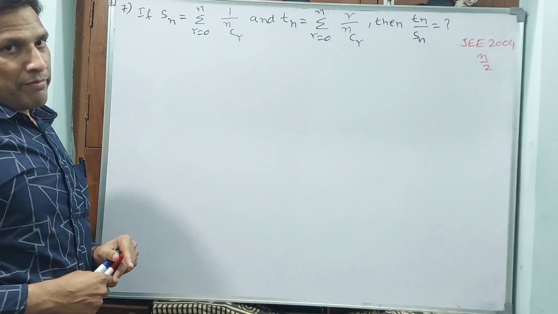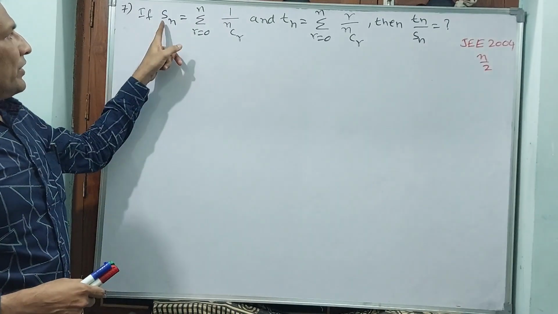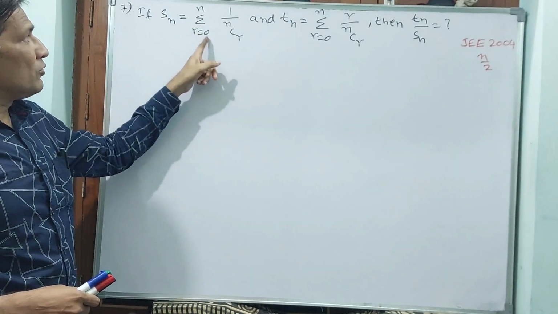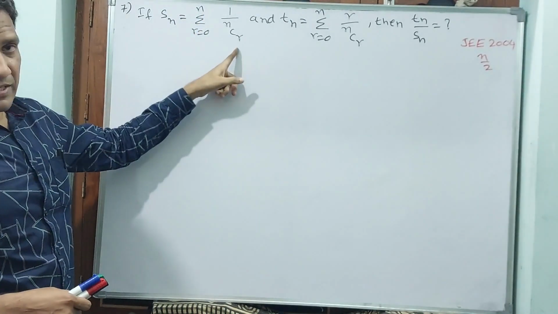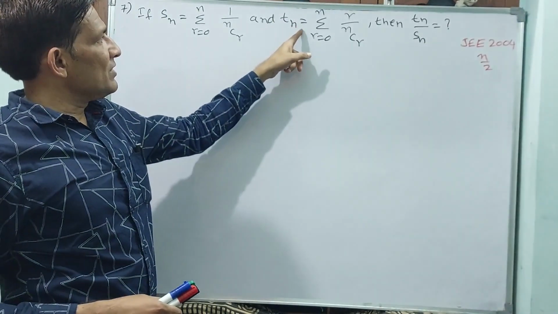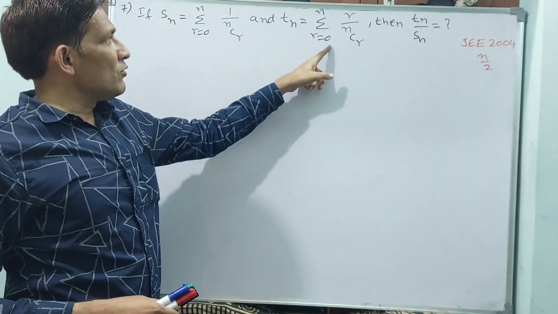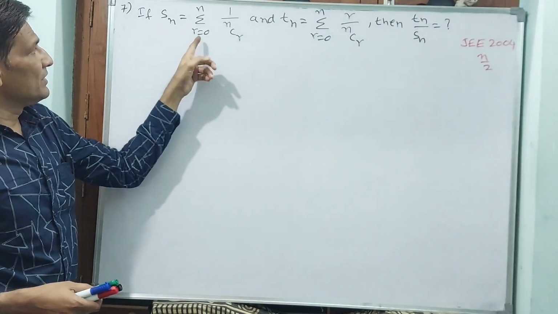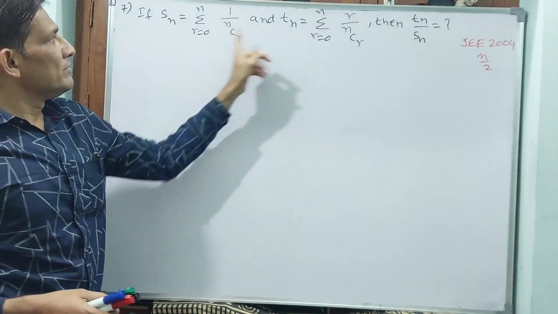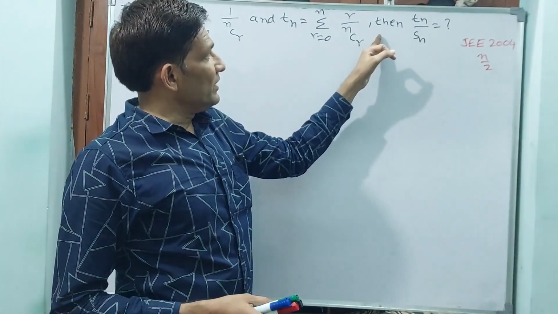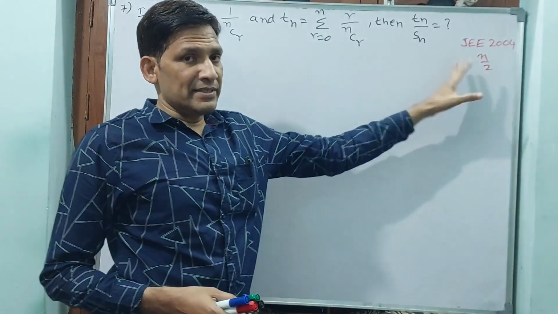Okay, see question number 7. If Sn is equal to sigma r is equal to 0 to n of 1 by nCr, and Tn is equal to sigma r is equal to 0 to n of r by nCr. If you compare Tn and Sn, the sigma is the same, but here it is 1 by nCr, here r by nCr. Then what is the value of Tn by Sn, they are asking.